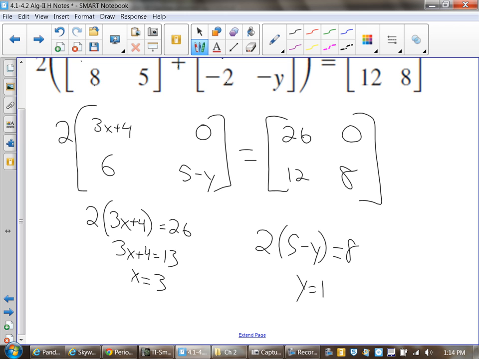Like I said, this is not as crazy as this stuff looks. You've got a scalar, you've got two matrices put together. It's just a matter of piecing it back together into a matrix equals a matrix. And then your entries are the same. Okay?